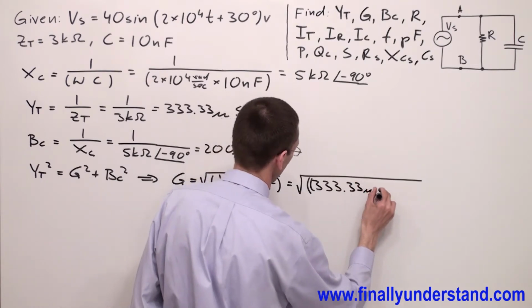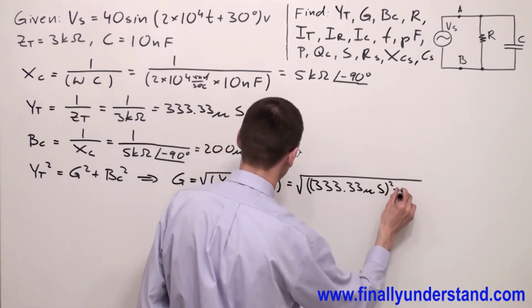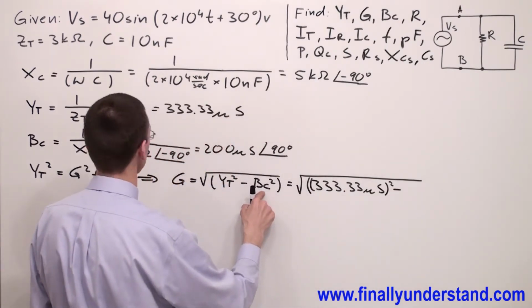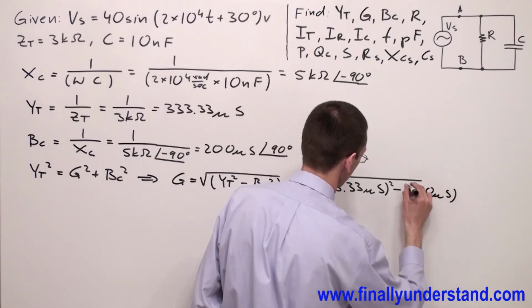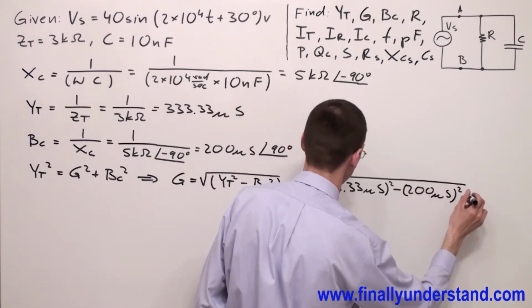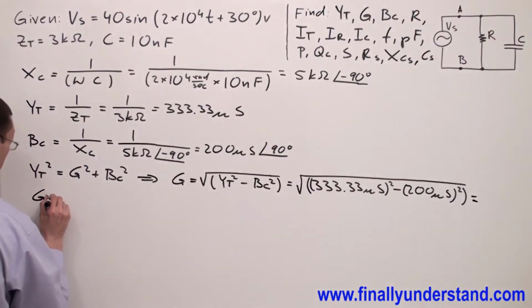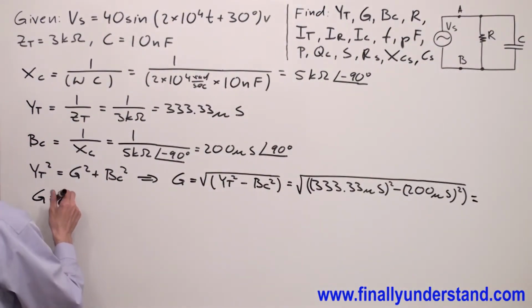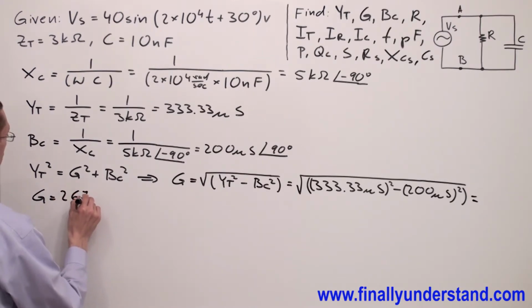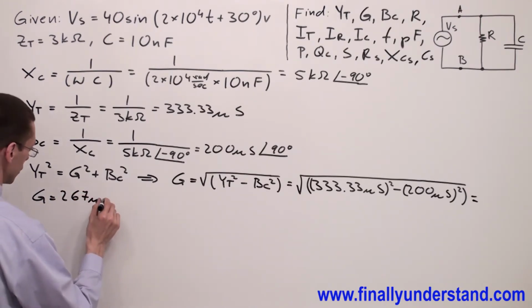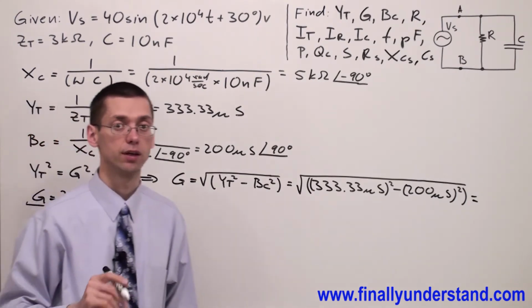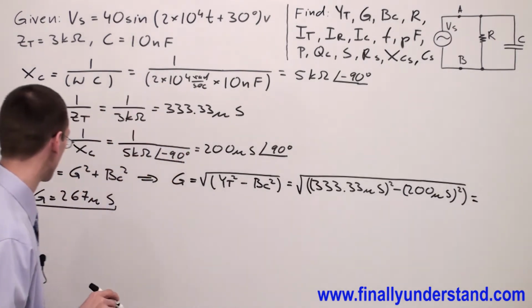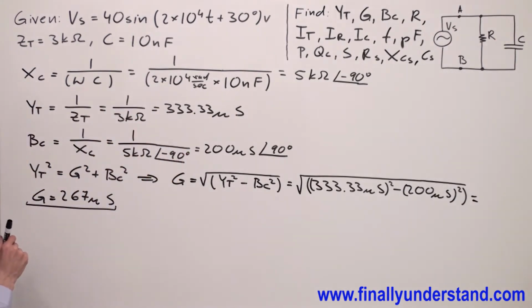Okay, this is equal to square root, open parenthesis, Y total we found is 333.33 microsiemens to the 2nd power minus BC, which is equal to 200 microsiemens to the 2nd power, which is 267 microsiemens. Okay, so this is the conductance in my circuit.